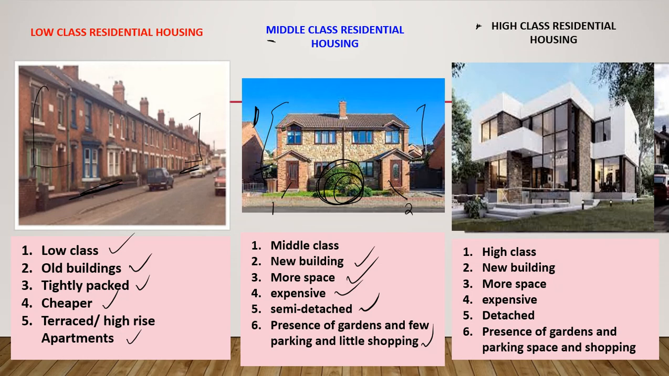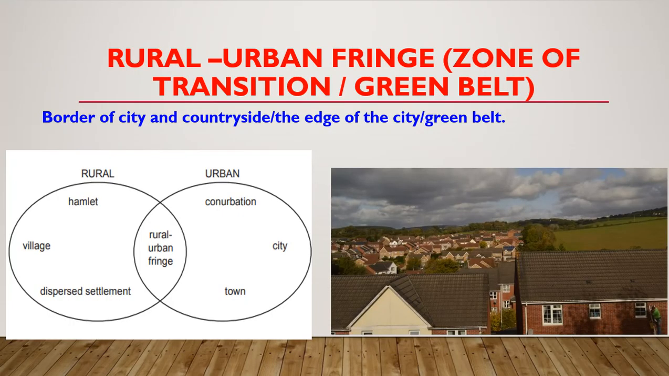Now we have the high class residential. In high class residential, you have newer buildings. There is more space. It is detached, so it's only you living in your house. You can even fence it. It is really, really expensive. You can have gardens, there's parking space, and you can go for shopping. So these are just the features, so you should be able to identify them and give some characteristics of these residential areas. Now, immediately we leave the residential areas, we will move to the rural urban fringes.